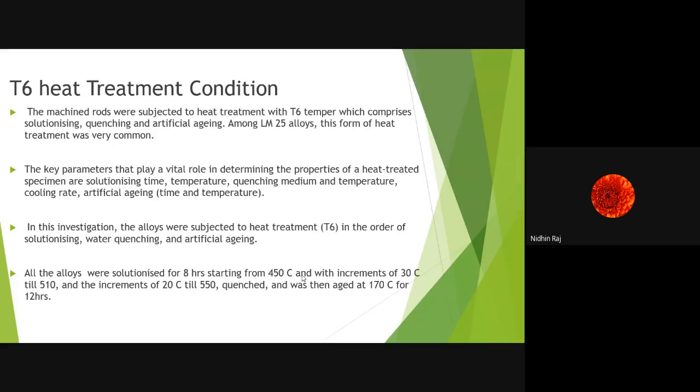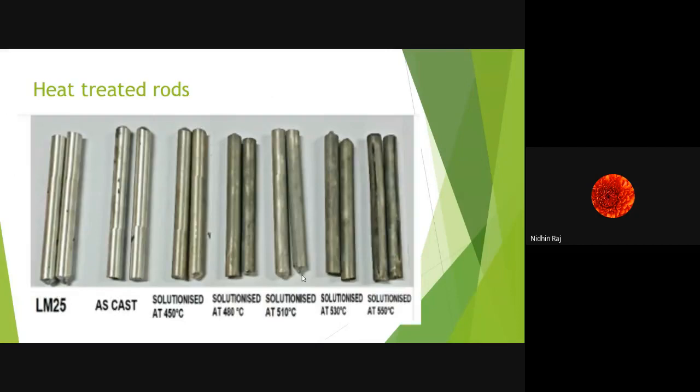Now, coming on to the next, this is the picture of the actual heat treated rods that were obtained after the heat treatment. The first figure refers to LM25, then the second refers to the as-cast condition. From the third to the seventh, we have the alloy solutionized at 450, 480, 510, 530, and 550 degrees Celsius.